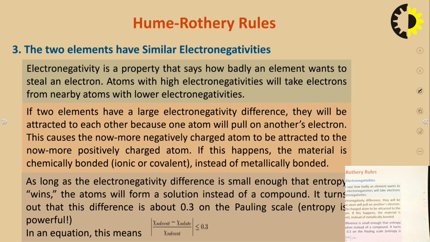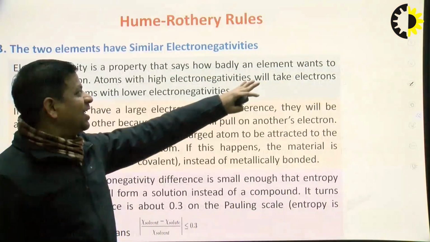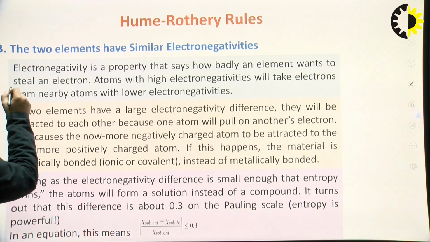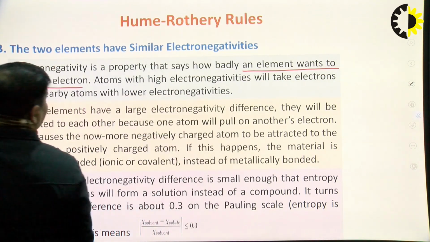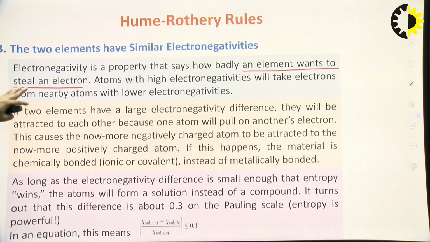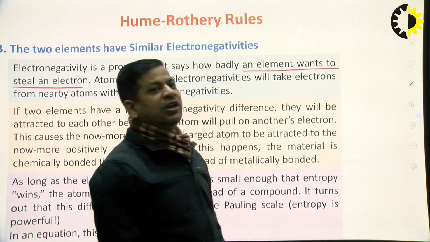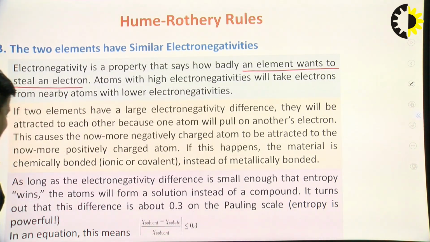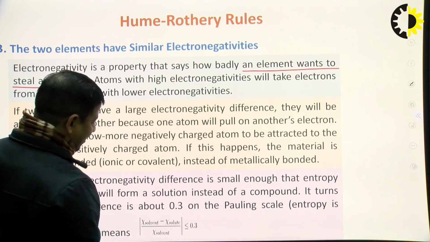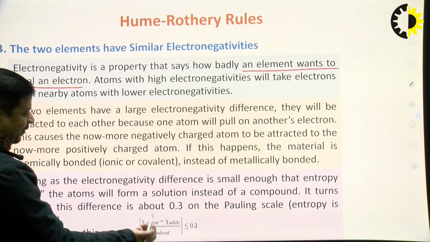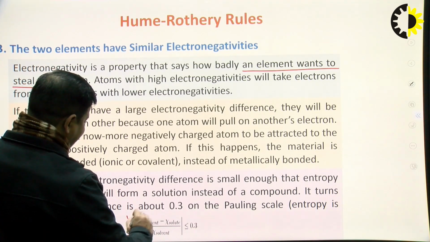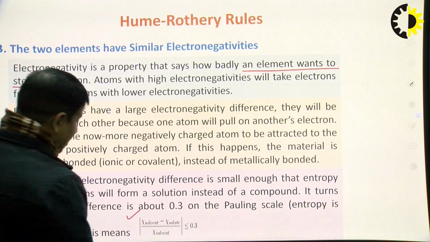That is known as a property that says how badly an element wants to steal an electron. So this is the key definition: how badly an element wants to steal an electron. If that property is there, that means there is a good chance of getting homogeneous mixtures. And you can use this equation. If that is equal to 0.3, then we can easily say, yes, it has good electronegativities.